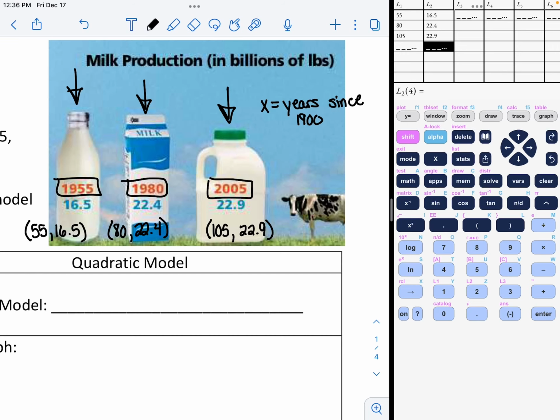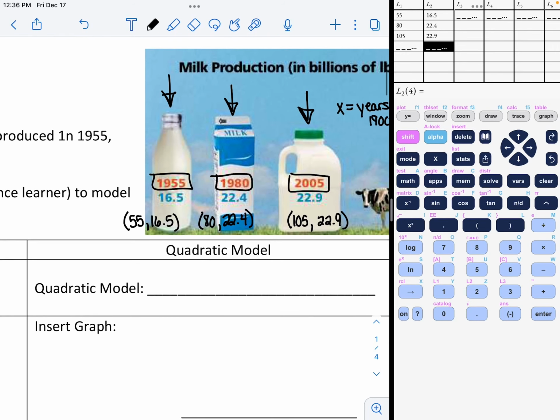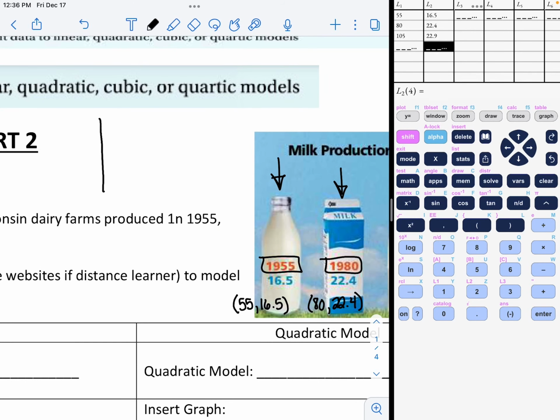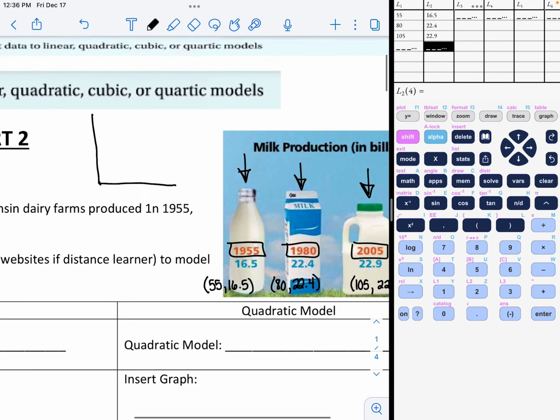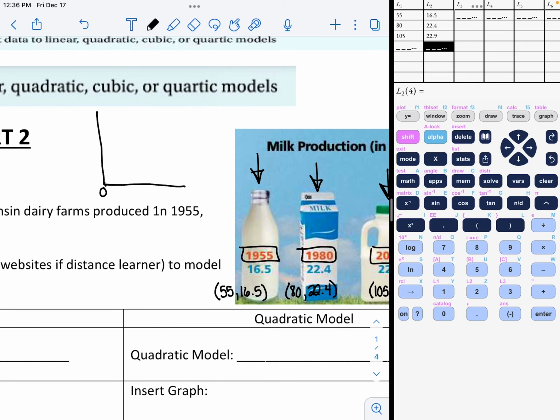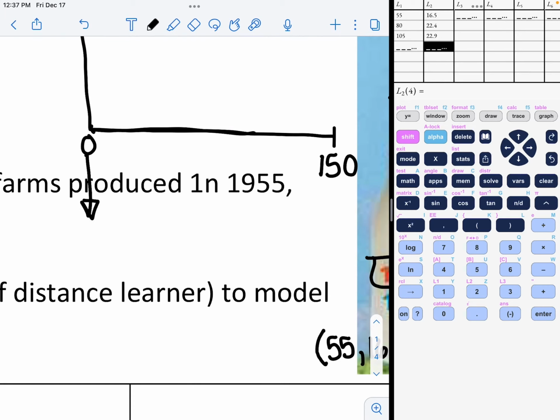Now that I have that in there, I want to talk to you about what a good window range would be. For my XY window, I'm going to start with going from, we can make that a little better. This is my XY window on my calculator. My x-axis, I'm going to go from 0, which remember 0 represents 1900, all the way to 2050, so 150. Please remember that the year 0 represents 1900, and 150 is going to represent 2050.